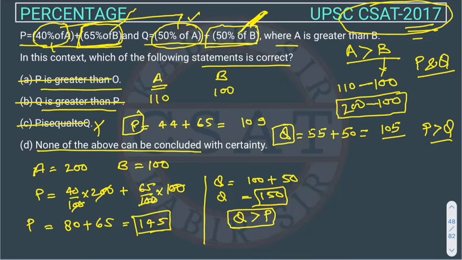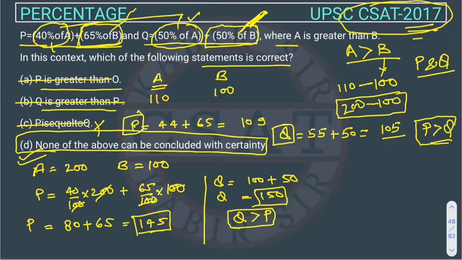So none of the above can be concluded with certainty. This is our answer, because in one case we are getting P greater than Q, and in the other case we are getting Q greater than P. This is a good question, and UPSC is normally asking this type of question nowadays, so you should be smart enough. Fine. If you still have any problem, you can comment and ask us.